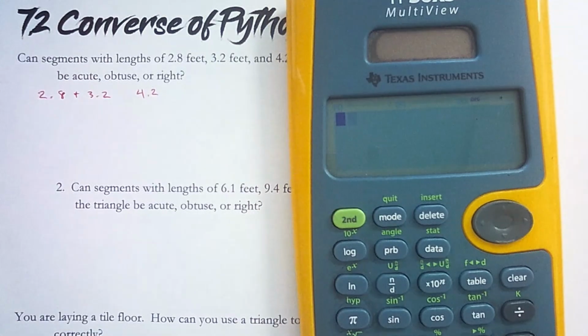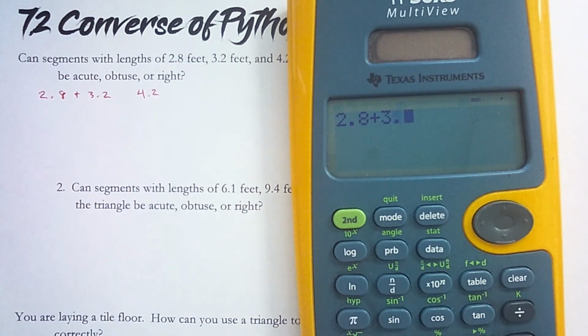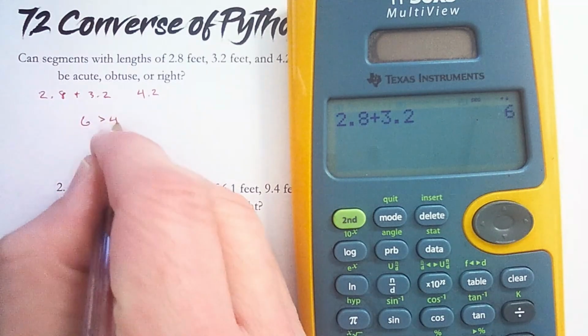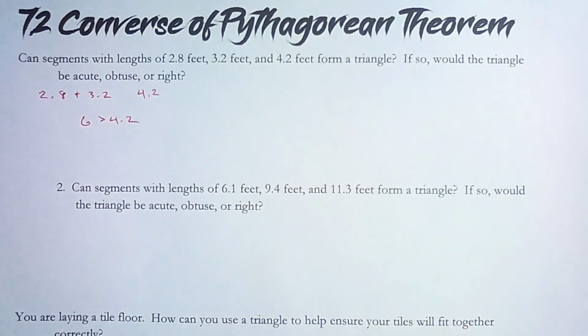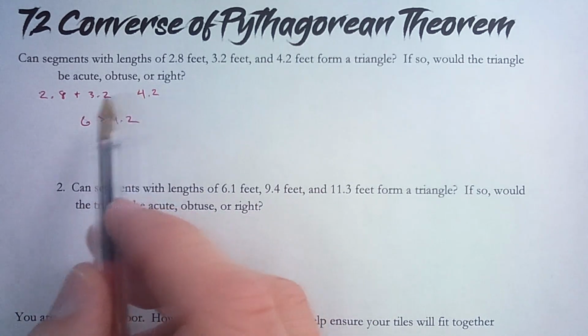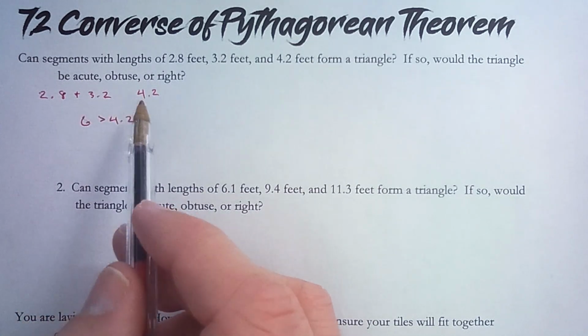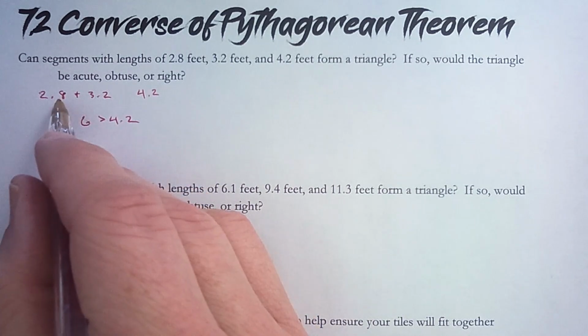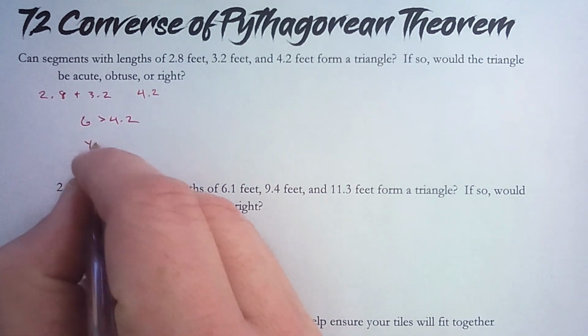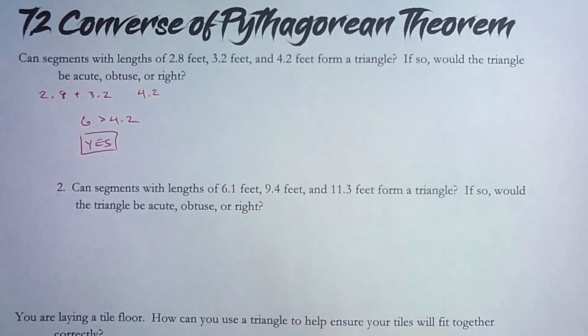Okay, so I'll add up 2.8 plus 3.2, and that is 6. And 6 is greater than 4.2. So this is not the converse of the Pythagorean theorem here. This is just trying to find out if they can make a triangle at all. And because the two smaller sides add up to something greater than the third side, the answer is yes. They can form a triangle.